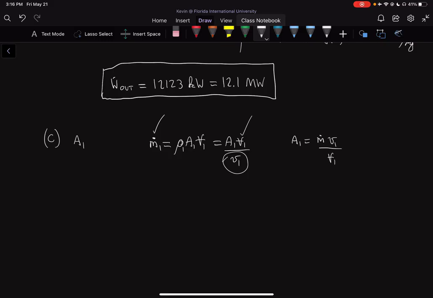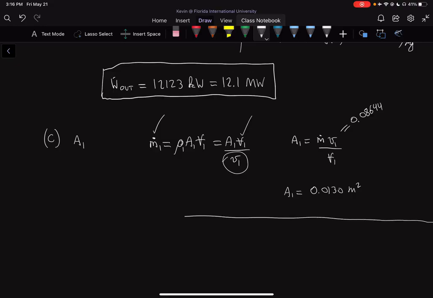And the value for our specific volume is actually from our tables, and I'll let you do this in your own time, is equal to 0.08644. So plugging in the values for velocity and mass flow rate, we get that area 1 is equal to 0.0130 meters squared. Okay, and that concludes our problem using a turbine as an example.